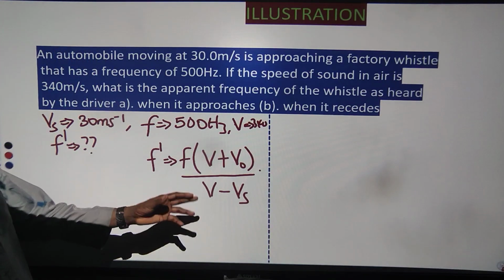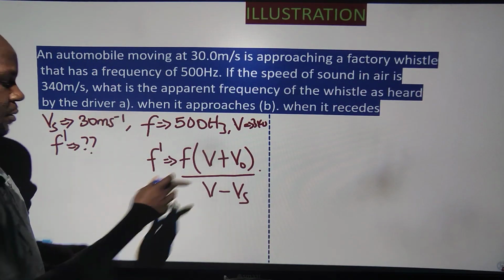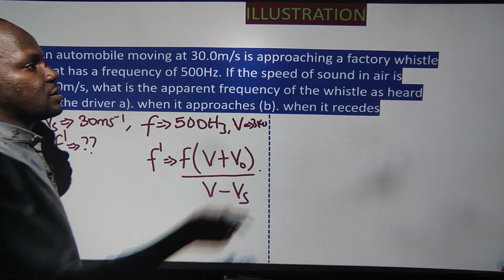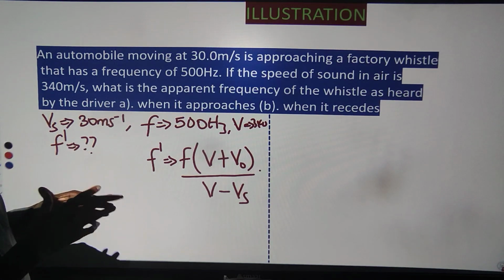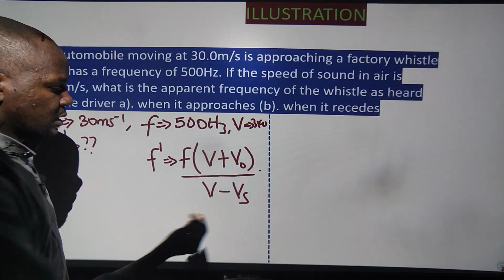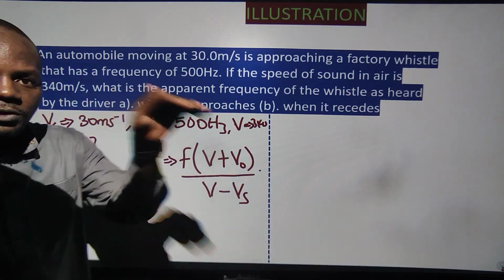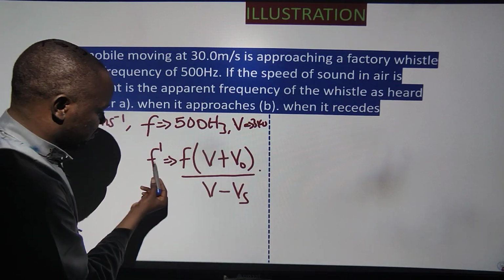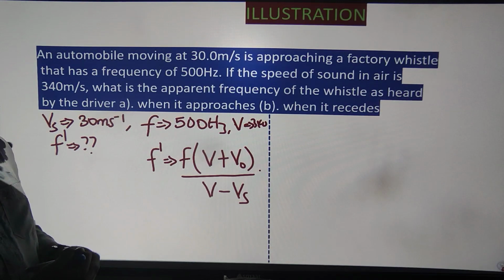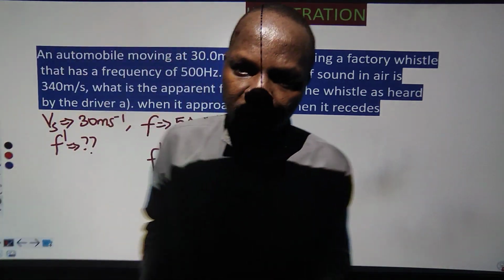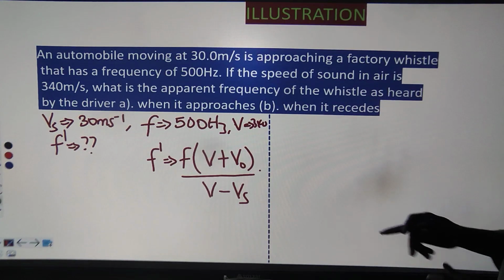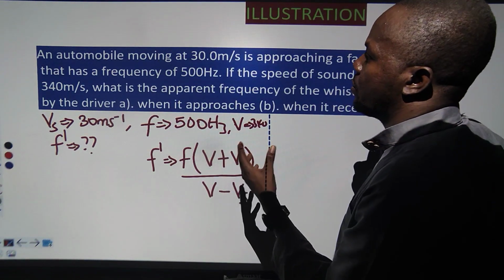Why am I going for this formula? I'm going for V plus V naught because I was told this thing is moving towards the factory, and we are not given the speed of the factory, only the automobile, which is the car that is moving. So if the source were moving, because this is an inverse relationship, it must be negative. But if it is going away, it must be positive.